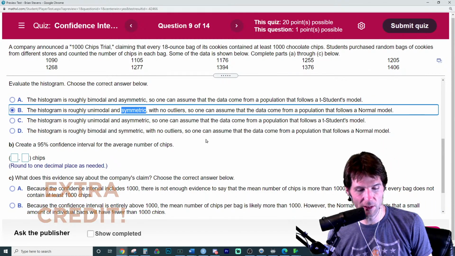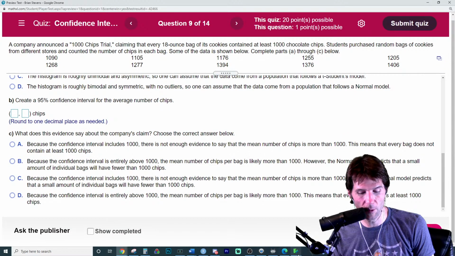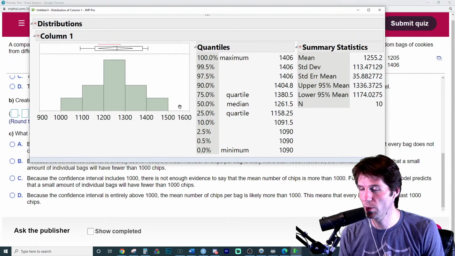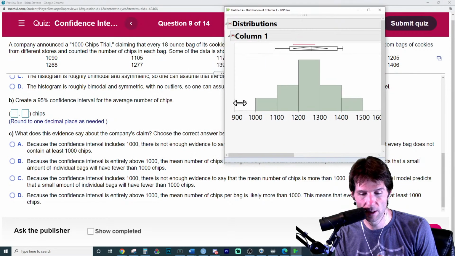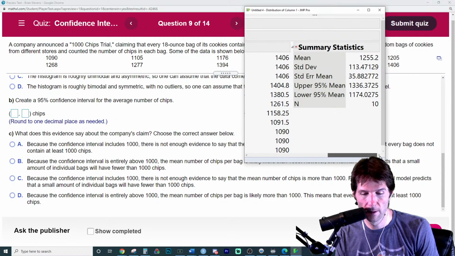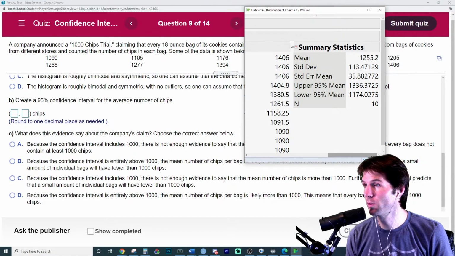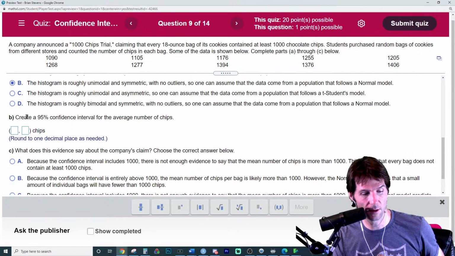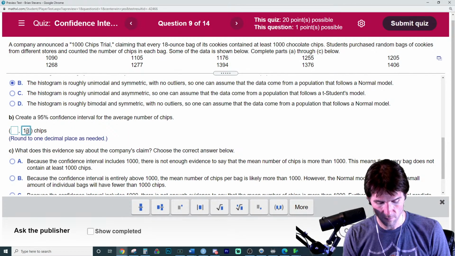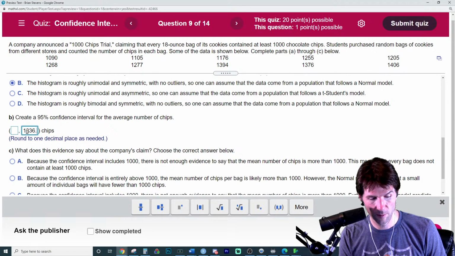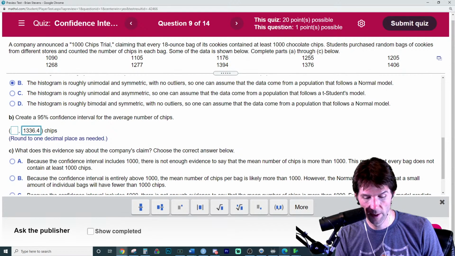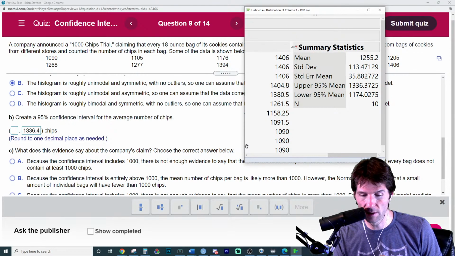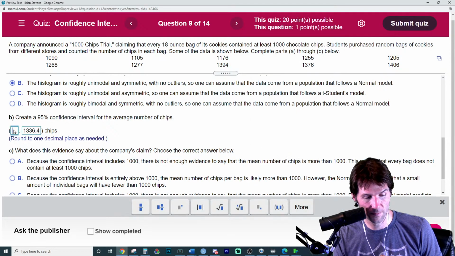What's really great about this question right now is that we get the confidence interval here, and we have to just know how to read it. We have a confidence interval going from a lower bound of, I'll bring it over here, an upper bound of 1,336.37, so I'd go to 4. And the lower bound is 1,174.